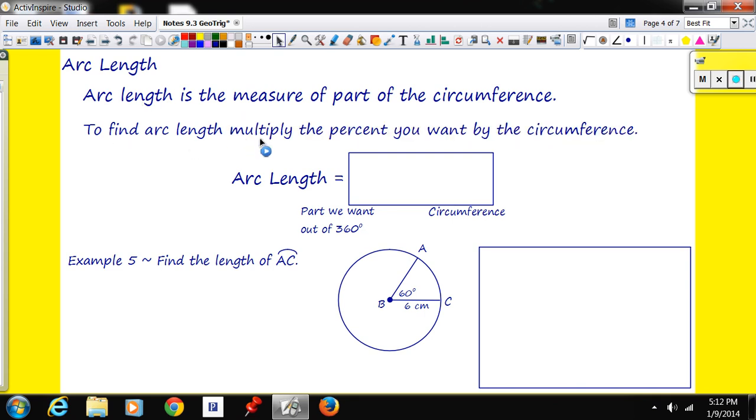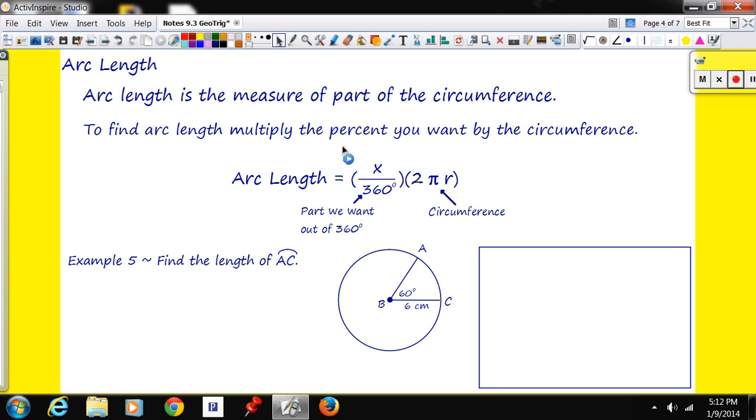To find arc length, you multiply the percent that you want by the circumference. Let's say this is representing 100% of the circumference, but I only want 20% of it. So you'd multiply 20% times the whole circumference and you would get that piece. So that's kind of what the formula is. To find the part that we want, we find out how many degrees it is out of 360 because the whole thing is 360. So find the degrees over 360 and you can multiply that by the whole circumference, which we know is 2 pi r from our circumference formulas.